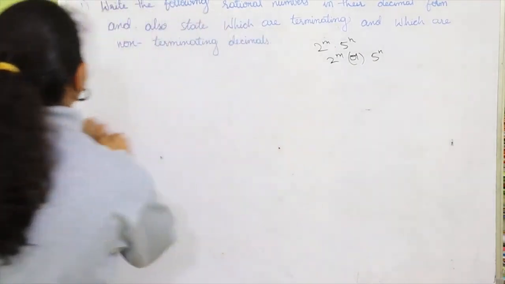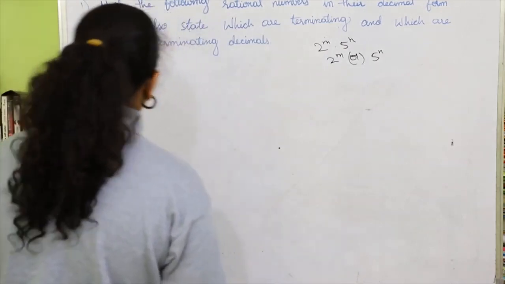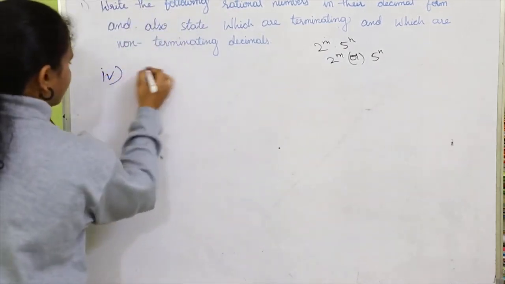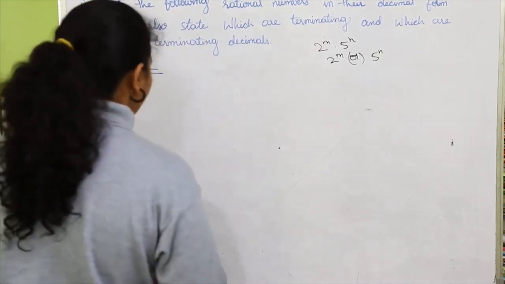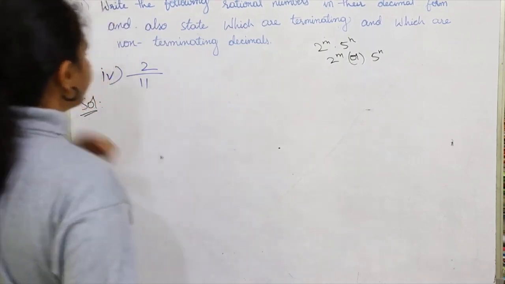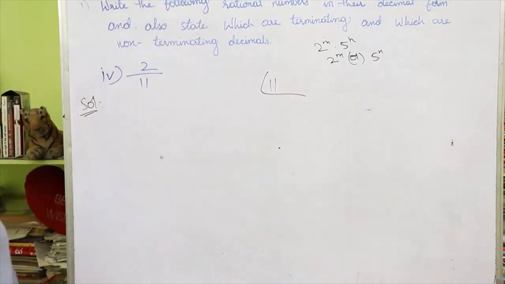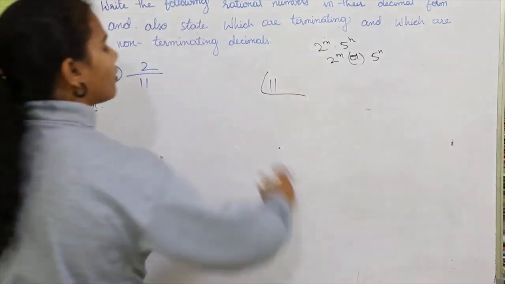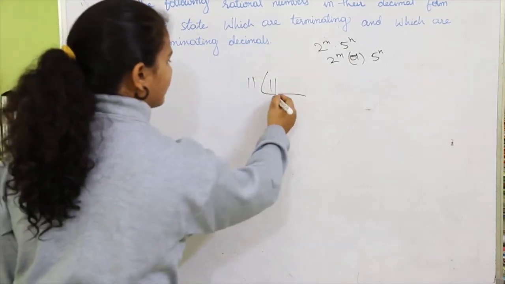Let us see whether this is a terminating or non-terminating decimal. 2 by 11. Coming back to here, 1 by 4, 2 by 11. Now, first look at this denominator. 11 is a prime number, so what would happen here? If we go for the LCM process, we will get 11 ones are 11, that's alright. We will be getting only 11.